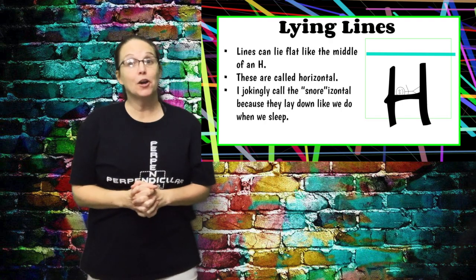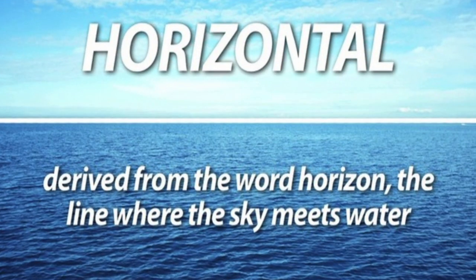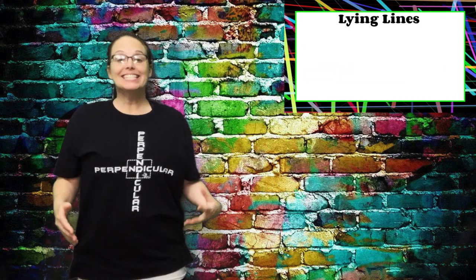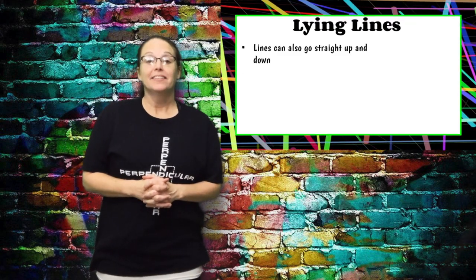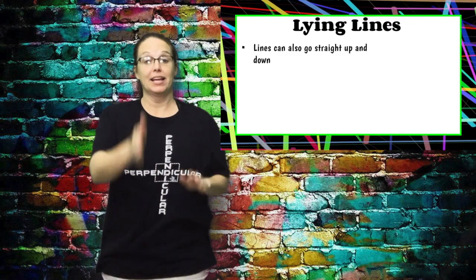They're also from the horizon, where the earth seems to meet the sky. Okay, a lot of us can see that over water, at the beach, maybe on some farmland. You can see where it looks like the sky is crashing into the land. That is called the horizon, and it goes from side to side, and that's where the word horizontal comes from. Lines can also go straight up and down. These are called vertical lines.